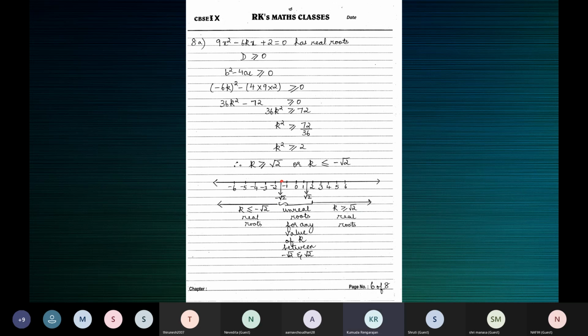From minus root 2 in this direction, real roots. From plus root 2 in this direction, real roots. So this one is not included. This one is not included. That means when it takes any values in this range, it will have unreal roots.